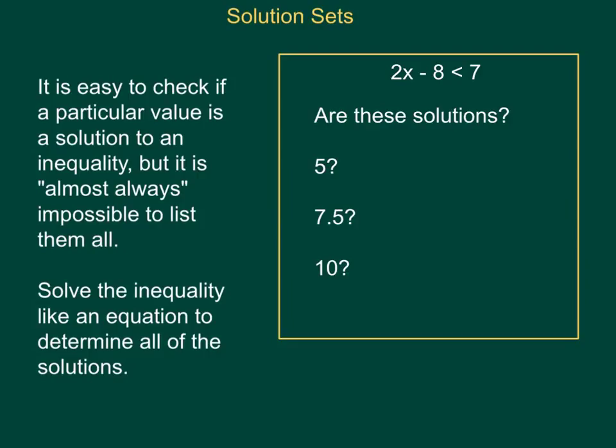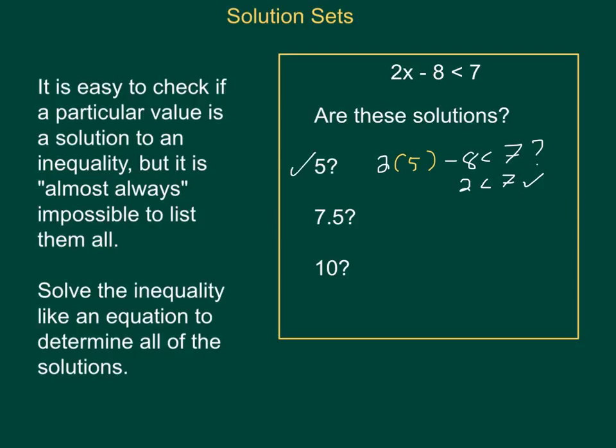I'm just going to write this out. I'm going to have 2, and I'm going to plug in 5 for my x, minus 8 is less than 7. That's what I want to know. Well, based on order of operations, 2 times 5 is 10, minus 8 is 2. And is 2 less than 7? It certainly is. So 5 is a solution.